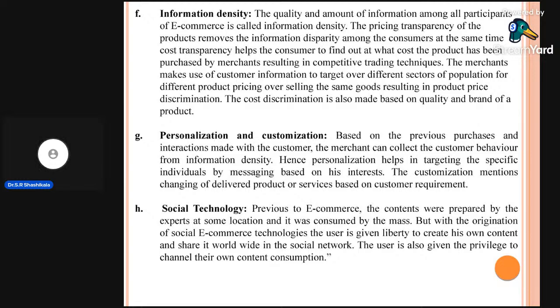Then social technology. Social technology provides e-commerce where the content is prepared by the experts of the same location and is consumed by the mass.